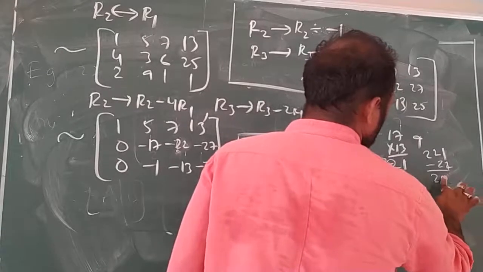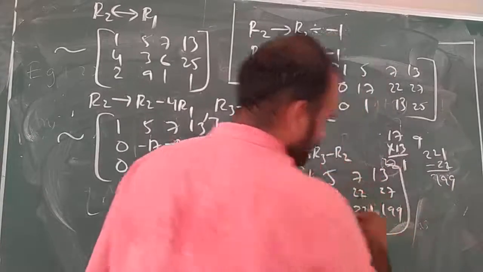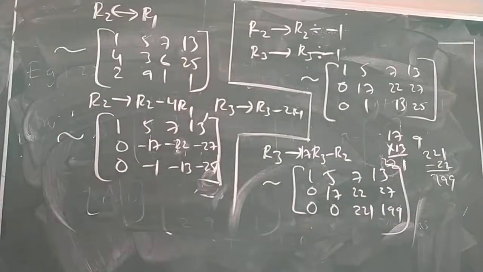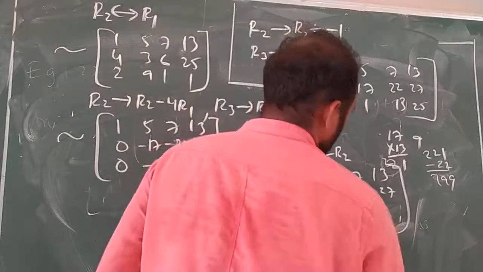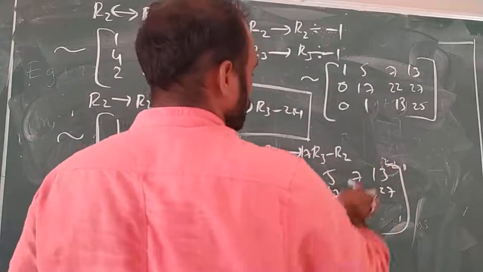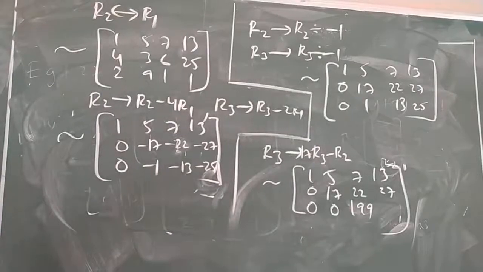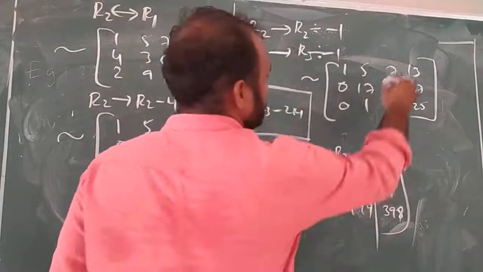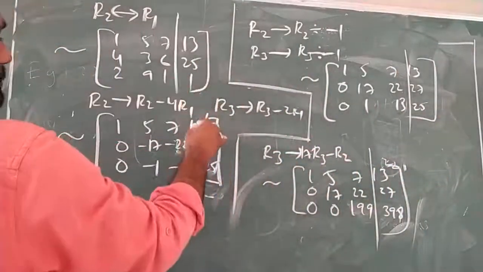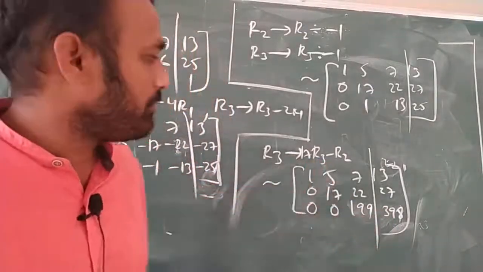So here it will come 199. Next, 25 into 17, and we are going to get the answer 398. So this is the augmented matrix. We have to represent it with a line here. So this is the final matrix. We got it. Now further we cannot do simplification.